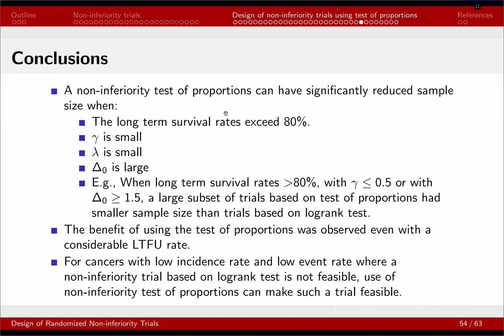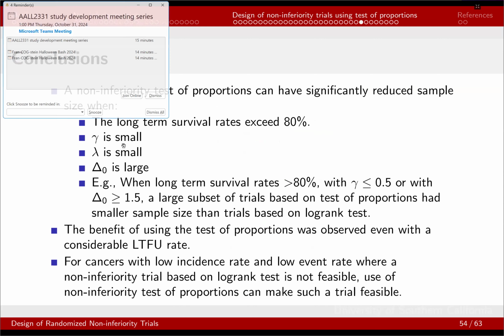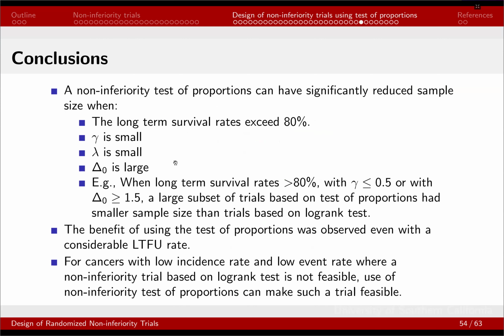A non-inferiority test of proportions can significantly reduce the sample size when the long-term survival rates exceed 88%, or when gamma is small, or when lambda is small, or when the hazard ratio margin is large. For example, if long-term survival rates are more than 80%, if gamma is less than 0.5, or if the hazard ratio margin is more than 1.5, the majority of the trials designed based on tested proportions actually have smaller sample size than if we design using logrank test.